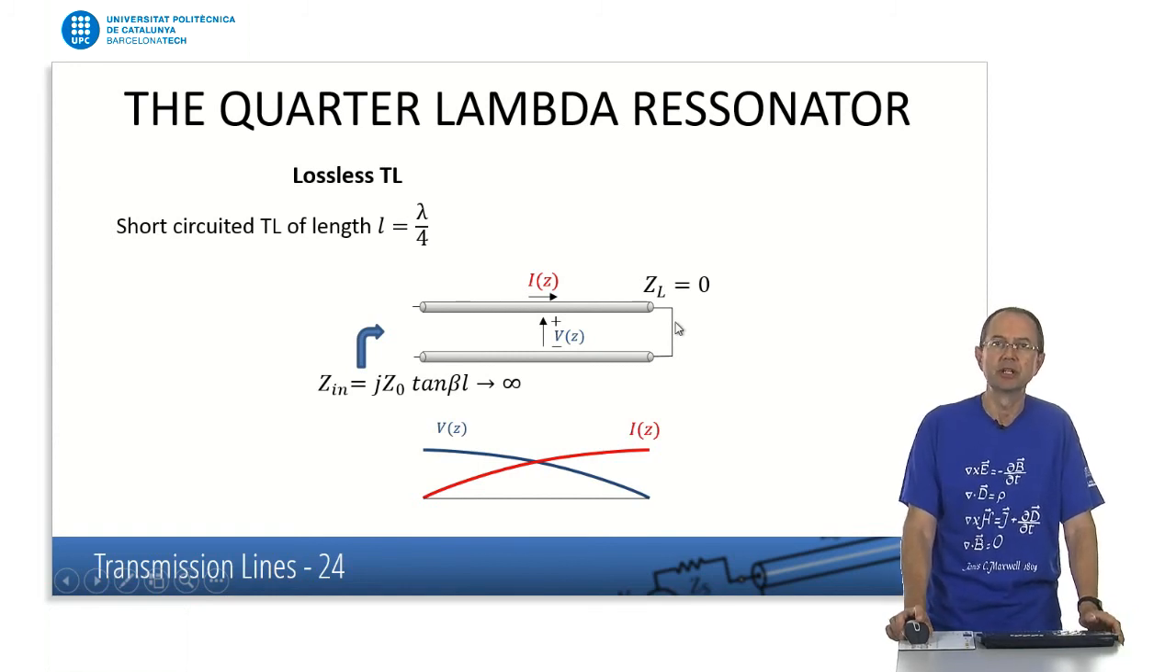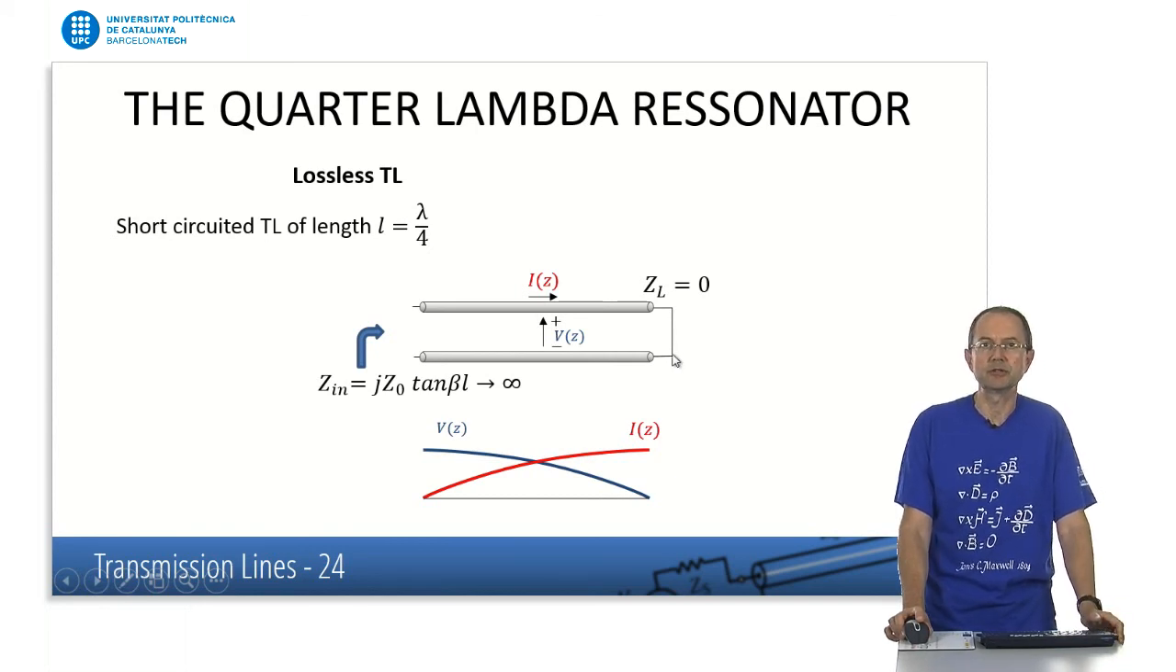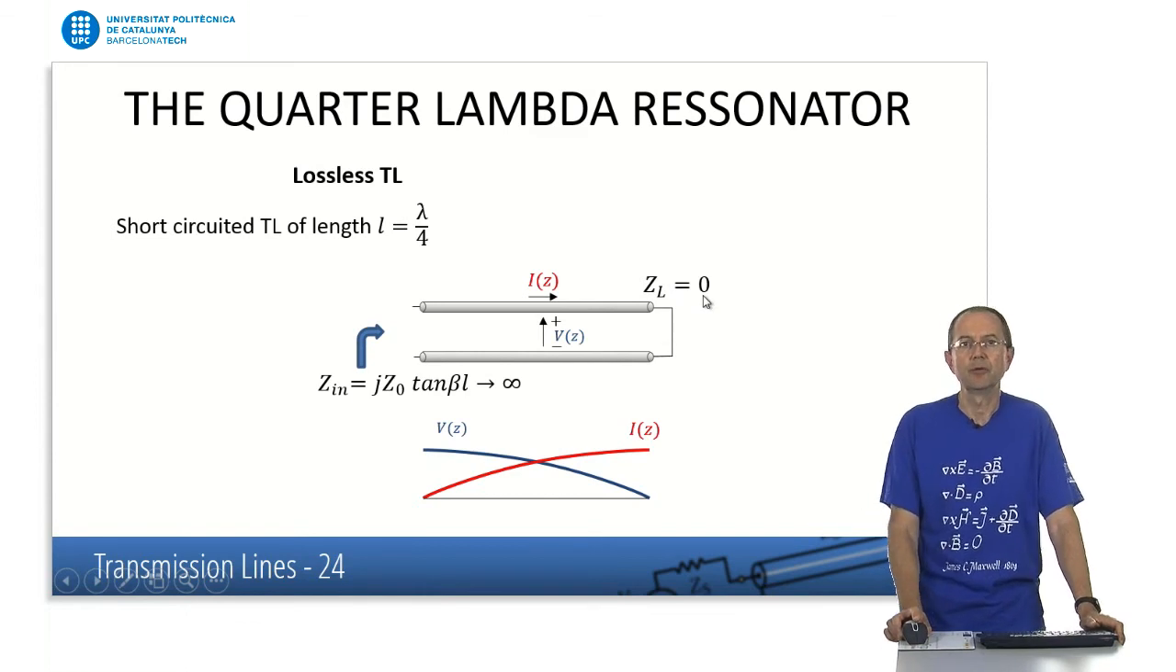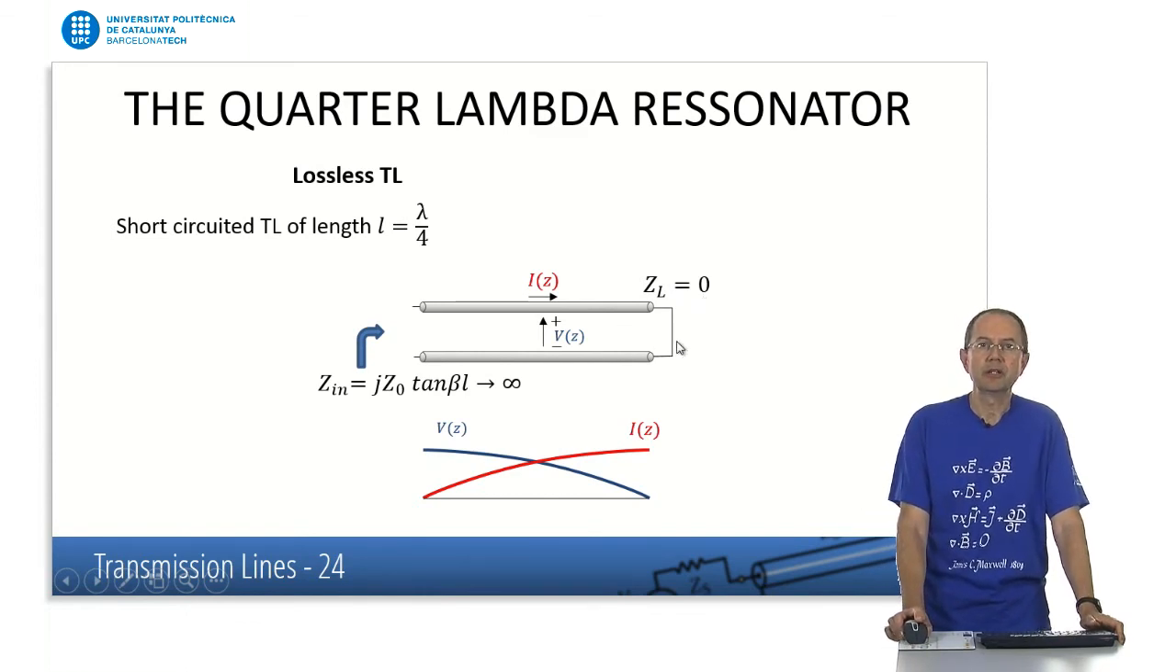So we short circuit at this point. This means the voltage at this point has to be zero. The current, of course, would not be zero, but the voltage at this point is zero. So we have this termination impedance equal to zero. It's a particular case of the previous situation. Then, what's going to happen?